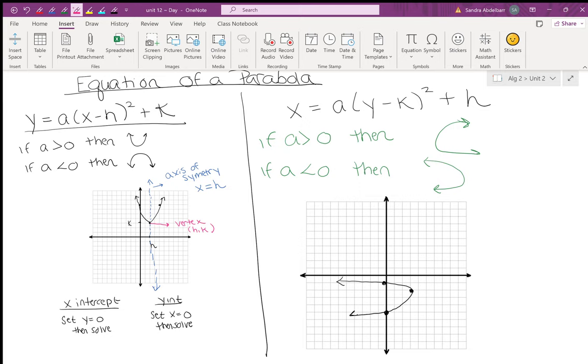Okay, so now our turning point, do you see this is going here, hits this point, and then it turns back around? So that turning point is called the vertex, which is still h comma k.